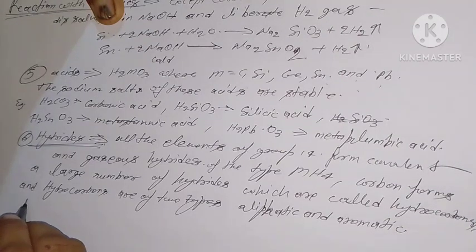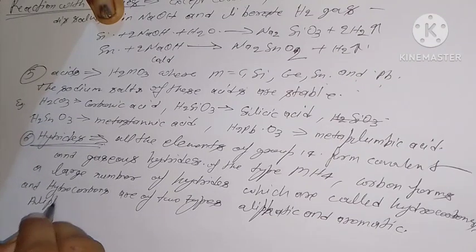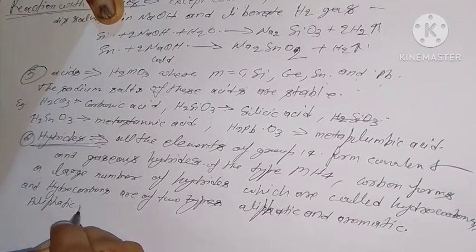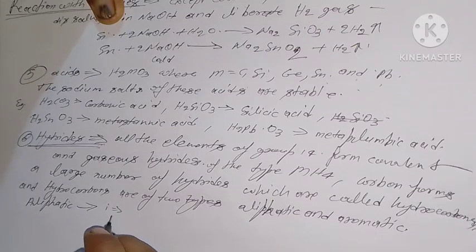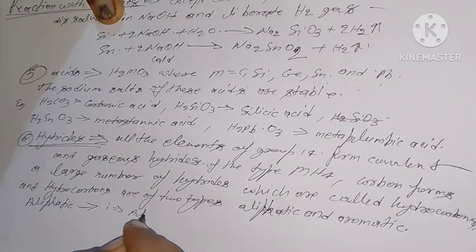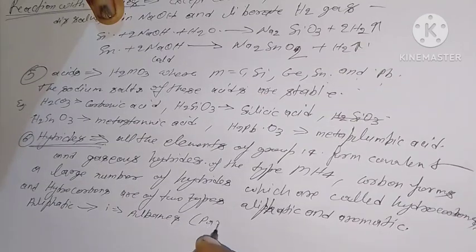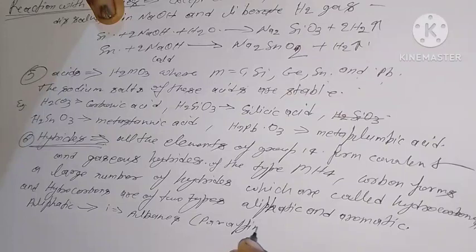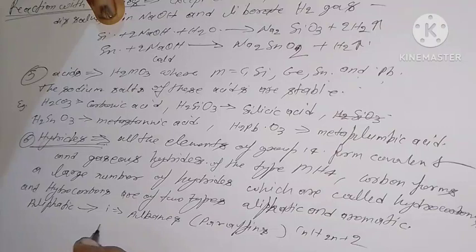The aliphatic compounds are of three types. First is alkanes, that is known as paraffins, with formula CnH2n+2.